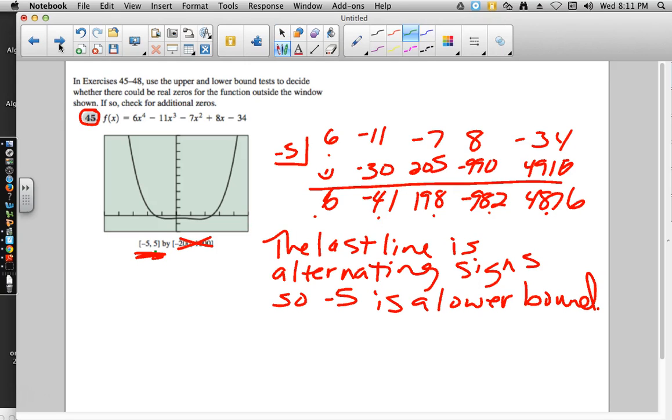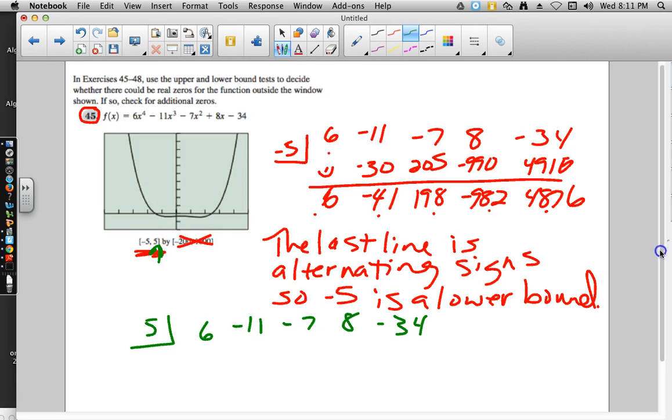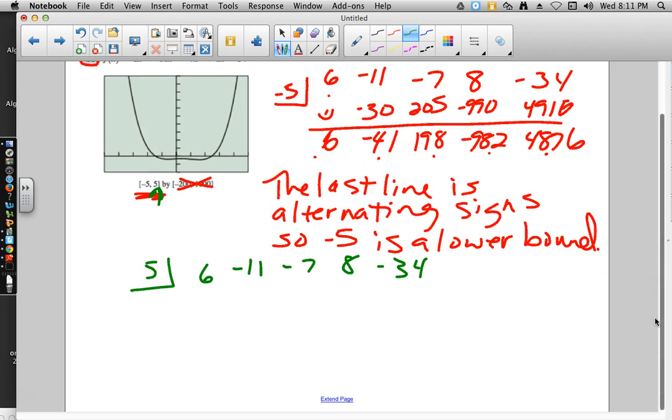Now we need to check the other end of that, which was 5, and 5 is on the high end, so that should be our upper bound. And how we're going to know that is by doing the synthetic again, but this time with a positive 5, and if all of the signs are non-negative, so 0 or positive, then we know we have an upper bound. So we bring the 6 down, we multiply by 5, and we get 30. Negative 11 plus 30 is going to give us 19. 19 times 5 will give us 95.